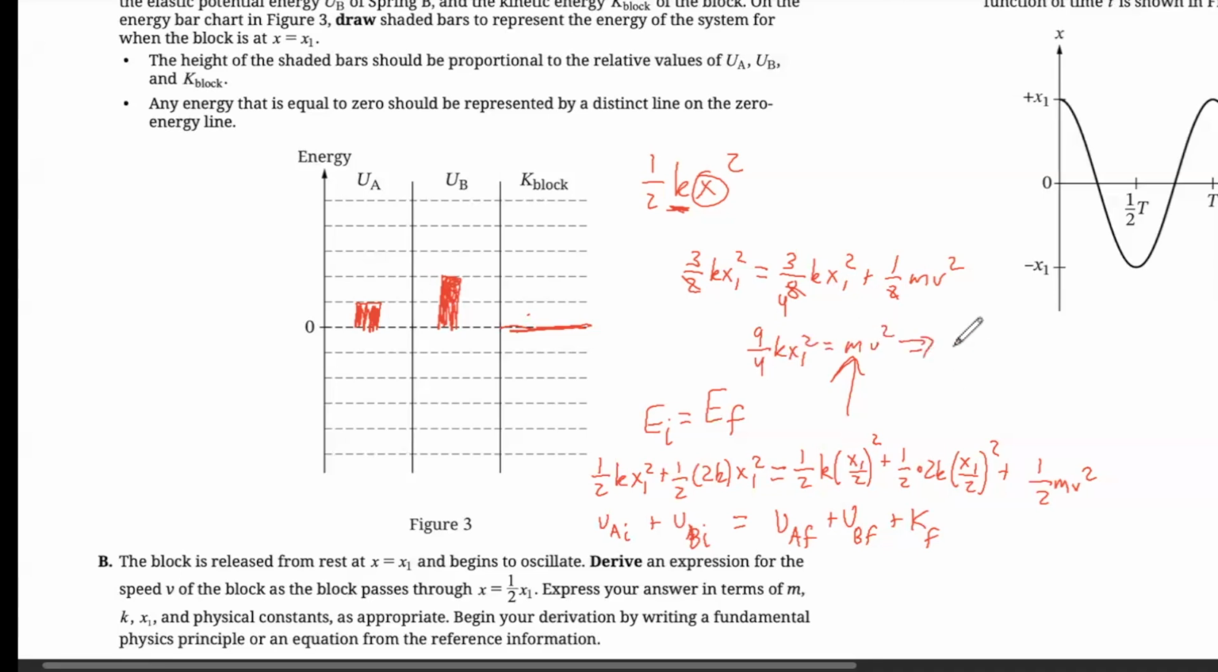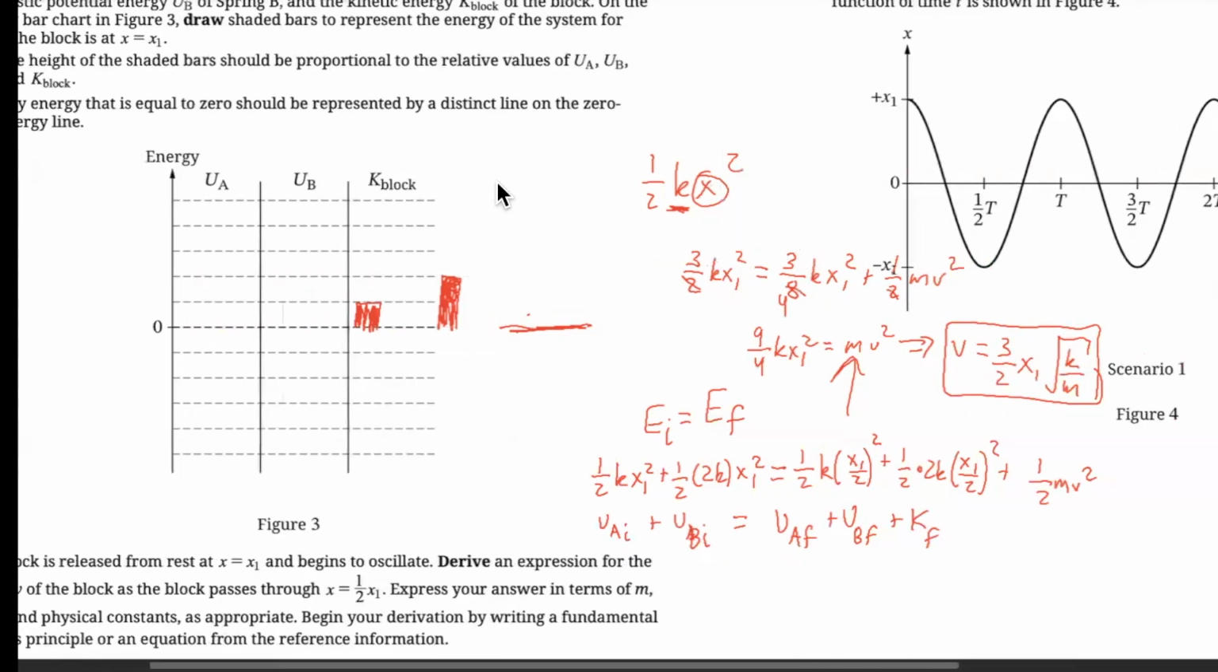Pretty easy to solve for v then. V is going to equal 3/2 x1 square root of k over m. There we go. Not too bad, just conservation of energy. All right, perfect. So let's go ahead now and take a look at part C.